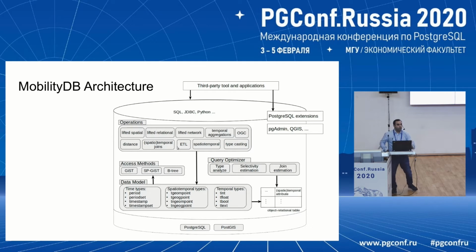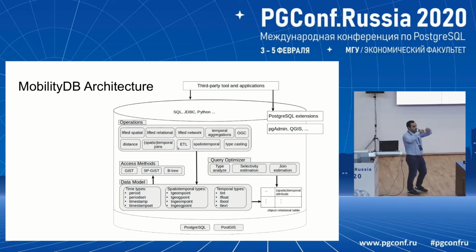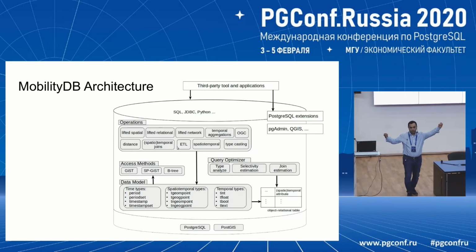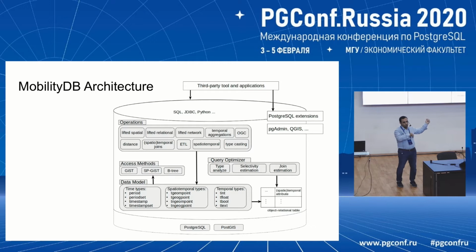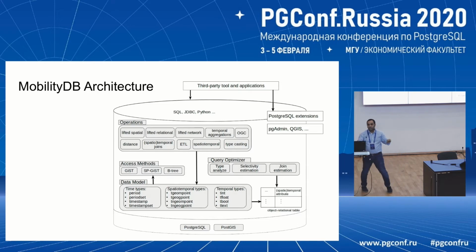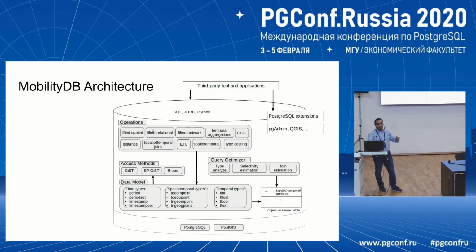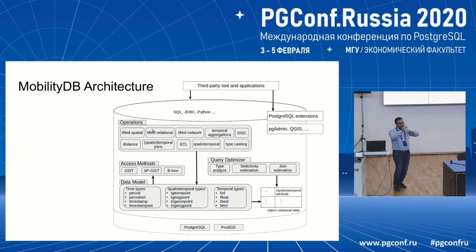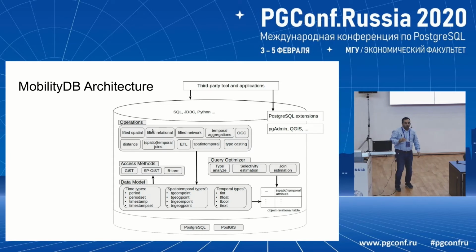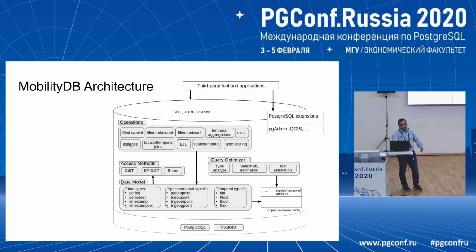For example, you can always project a trajectory, a moving point, into its spatial trajectory, producing a line string, and do all the PostGIS things. If you want to additionally process the time, then you use the so-called lifted operations. We call them lifted because they add the time dimension. So you can do operations like distance between moving objects. The result is a temporal float.